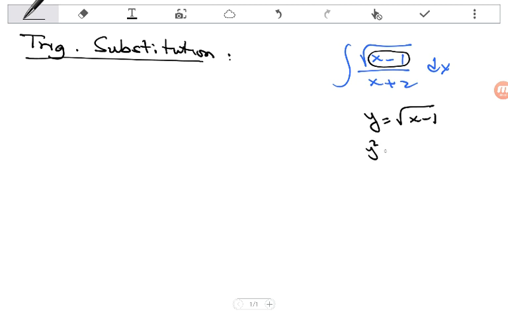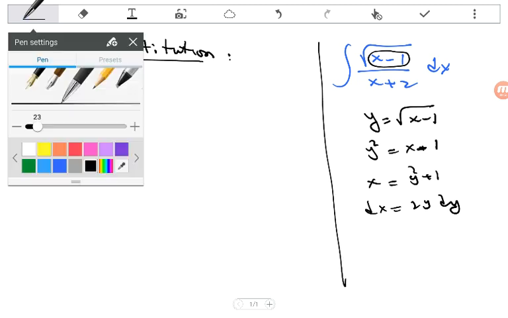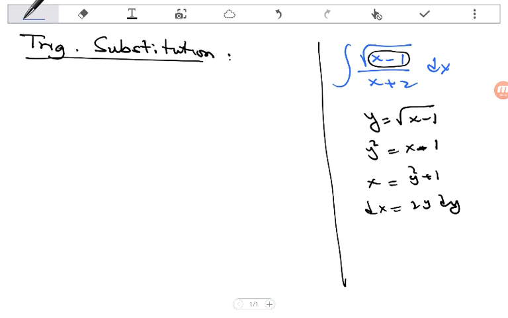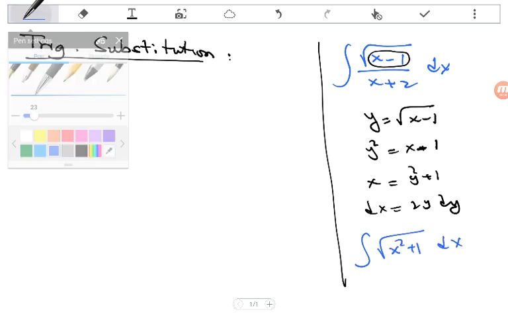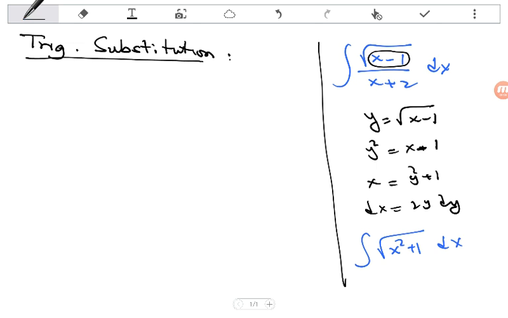So this will be y squared equals x minus 1, x will be y squared plus 1, dx is equal to 2y dy. Then I substitute in this integral, so the integral will be simplified with no roots. Now this cannot be applied to all integrals. For example, if I had this integral, and I make a substitution for the root, it won't be solved.